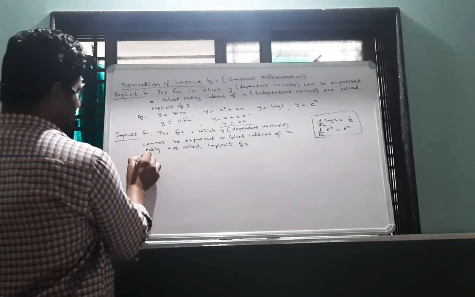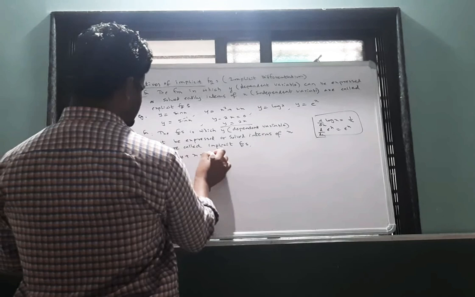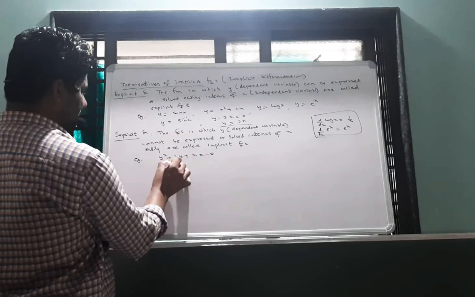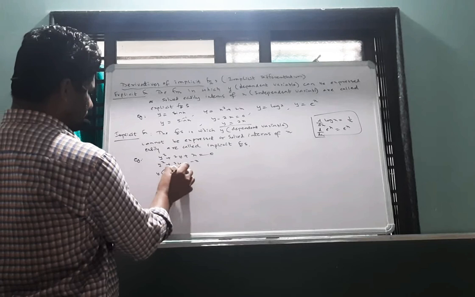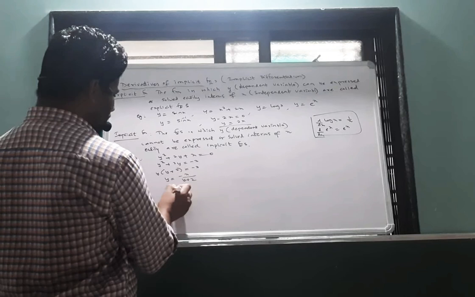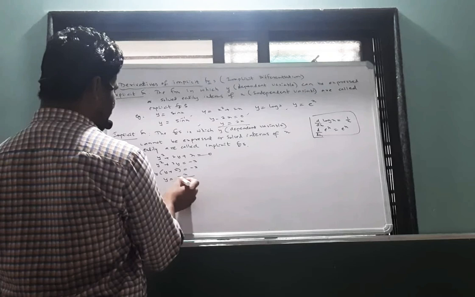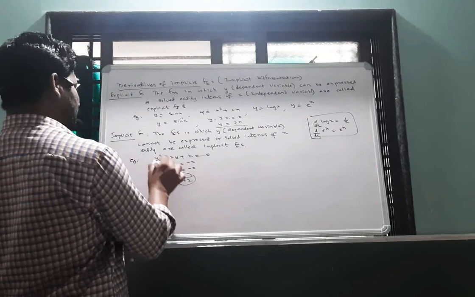Let us see an example. If y square plus 2y plus x is equal to 0, how is it possible to separate x? See, y square plus 2y is equal to minus x. If you take y common, y into y plus 2 is equal to minus x. So y is equal to minus x divided by y plus 2. It means y is not separated from x, so y cannot be solved in terms of x only. So these functions are called implicit functions.